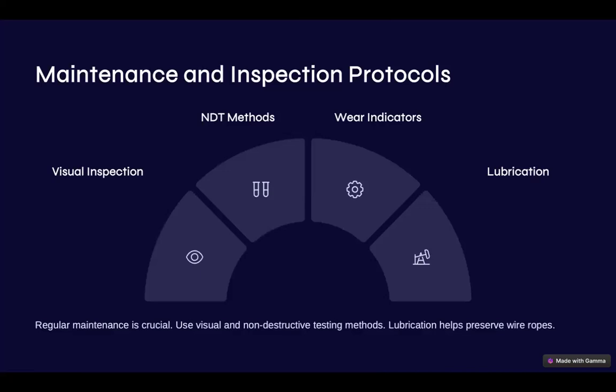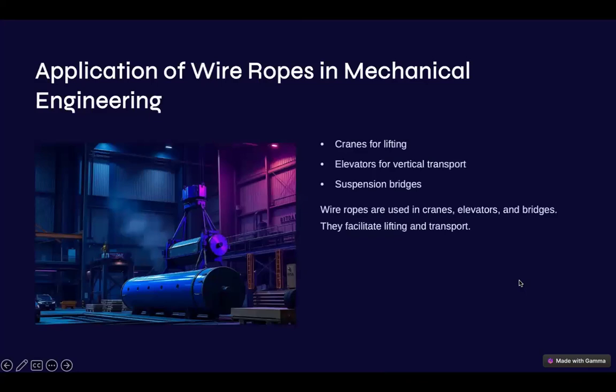The maintenance for this should include visual inspection, wear indicators, and lubrication. Also NDT methods; NDT means non-destructive test. Of course, the NDT is done before the installation. Regular maintenance is crucial, like the visual inspection and the lubrication. I already told you that some of the applications of wire ropes are in cranes, elevators, suspension bridges, and cable cars.